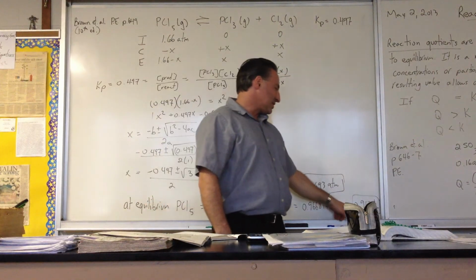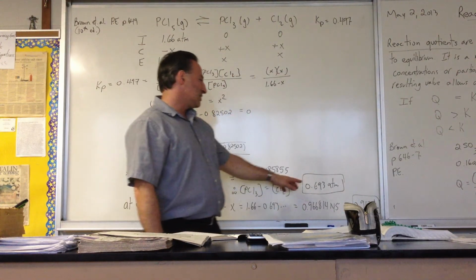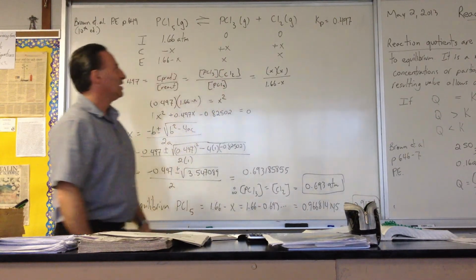We have 0.967 atmospheres of PCl5 and 0.693 atmospheres of PCl3 and Cl2.